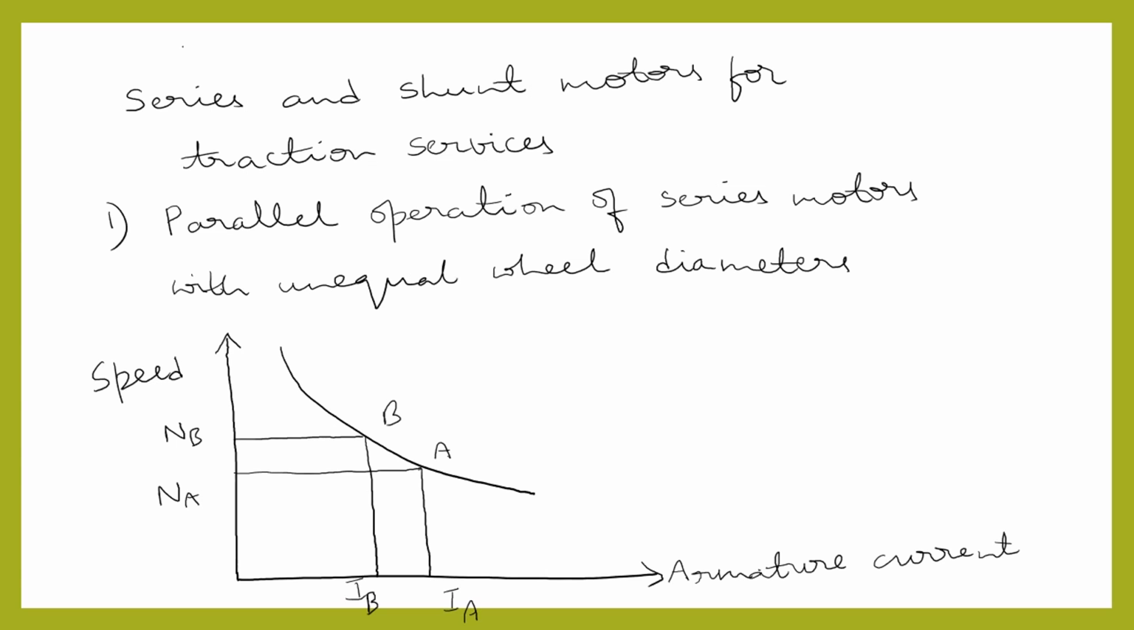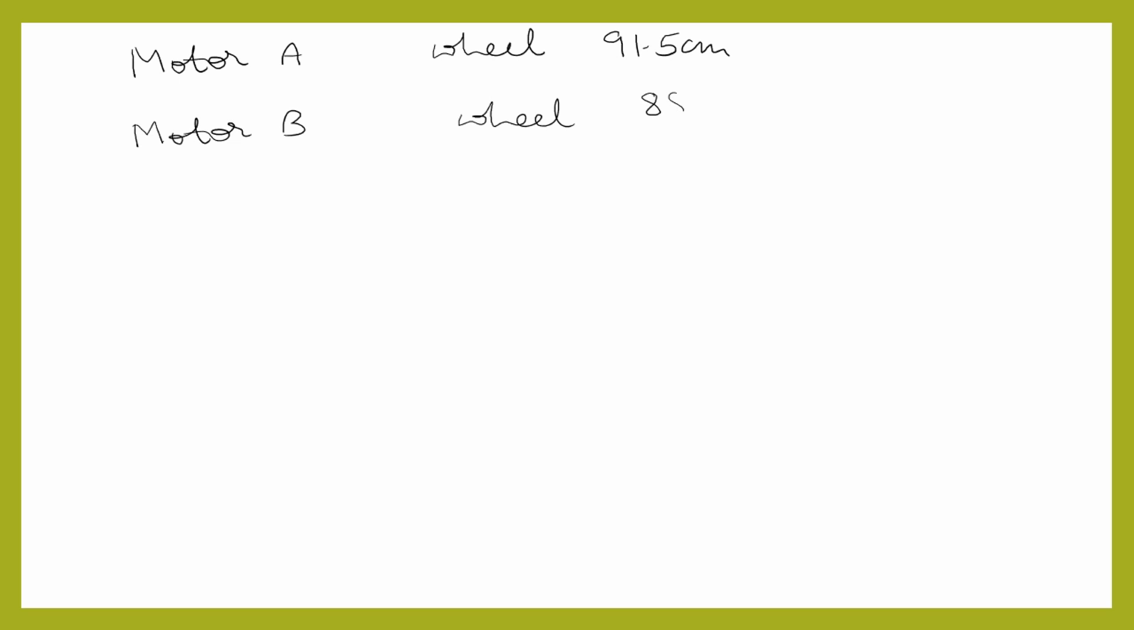So consider two identical series motors having the speed time curve as shown in the figure. Suppose motor A drives a wheel of 91.5 centimeter diameter and motor B drives a wheel of diameter 88.9 centimeter.